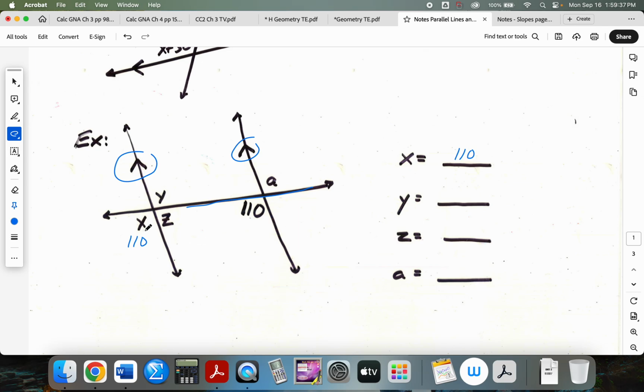Then, what kind of angles are x and y? They're vertical angles. And what do we know about vertical angles all the time? They're congruent to each other. So that's 110.